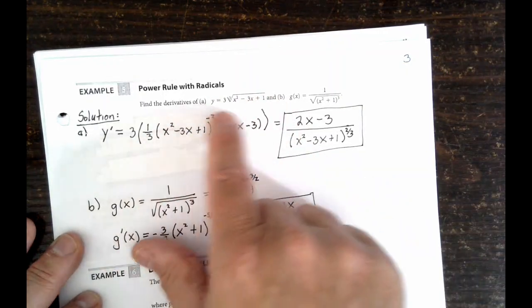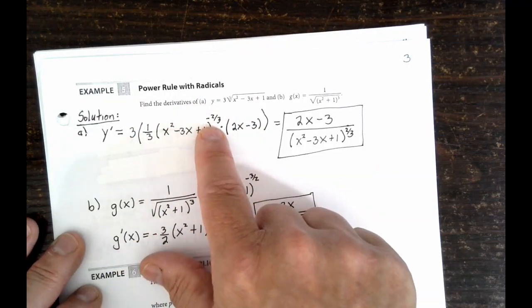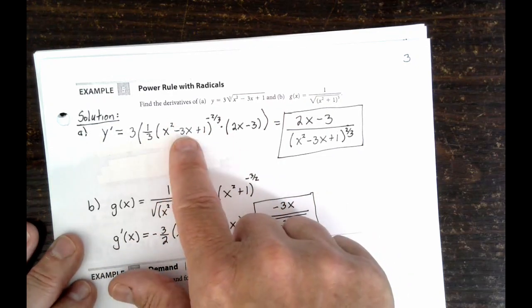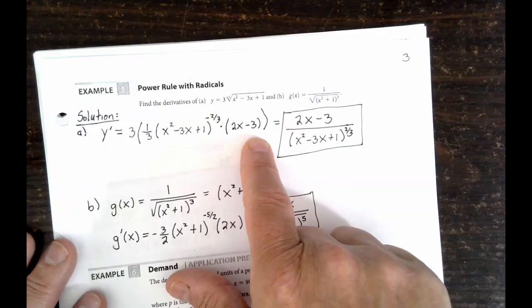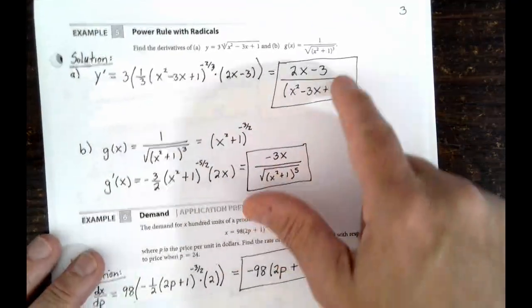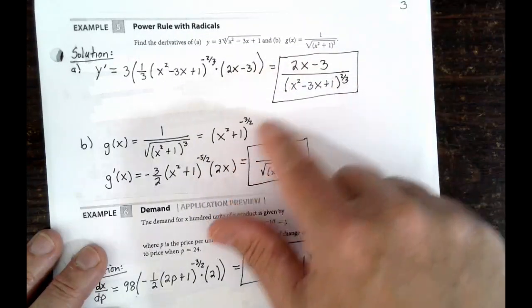So you get 3, and then you bring the 1/3 power out front, and you subtract 1 from the 1/3, leaving you with -2/3. And then you follow what's untouched in the inside by the derivative of the inside, and you get this guy here, and then you clean it up. And then this one, you can raise the second root and third power.